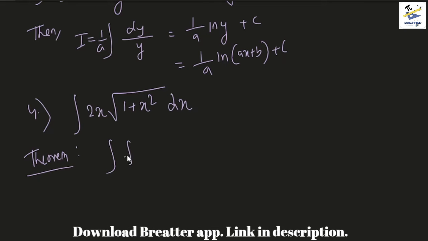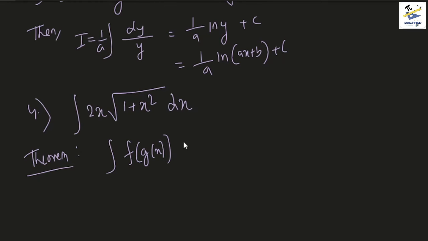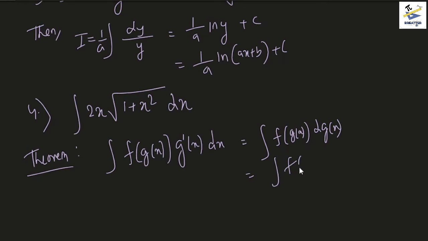The theorem says that if you have the integral of f of g(x) into g prime(x) dx, this is the form of the integral, which as you can see is the chain rule, then this is basically equal to the integral of f of g(x) d of g(x), or you can say this is equal to the integral of f of y dy, where y equals g(x). So you just need to integrate the function f. If the function f is integrable to you in an elementary form, you would be done, right?